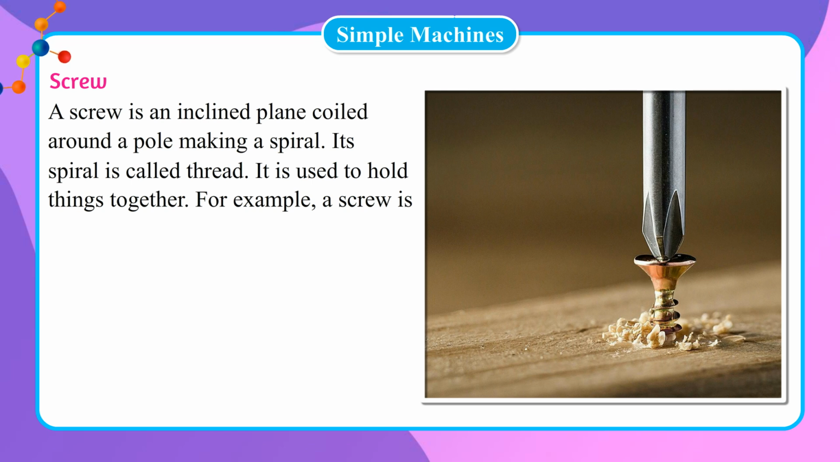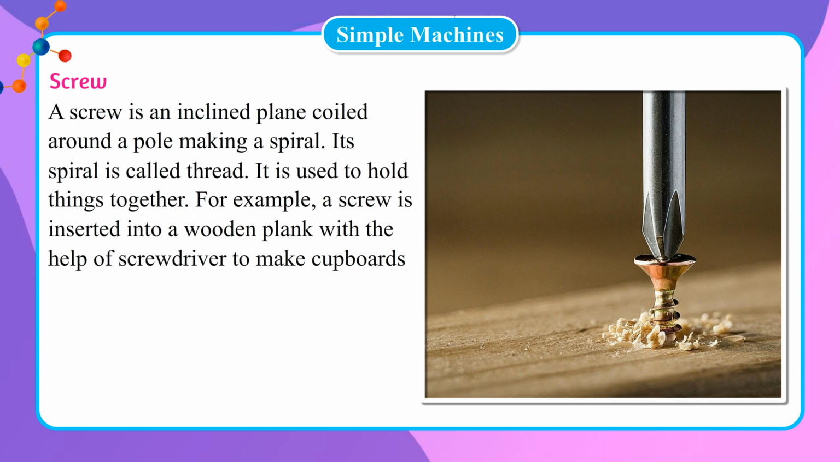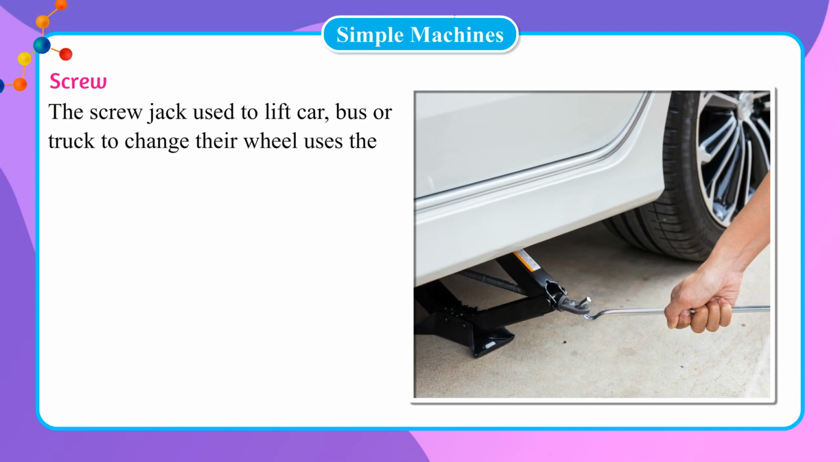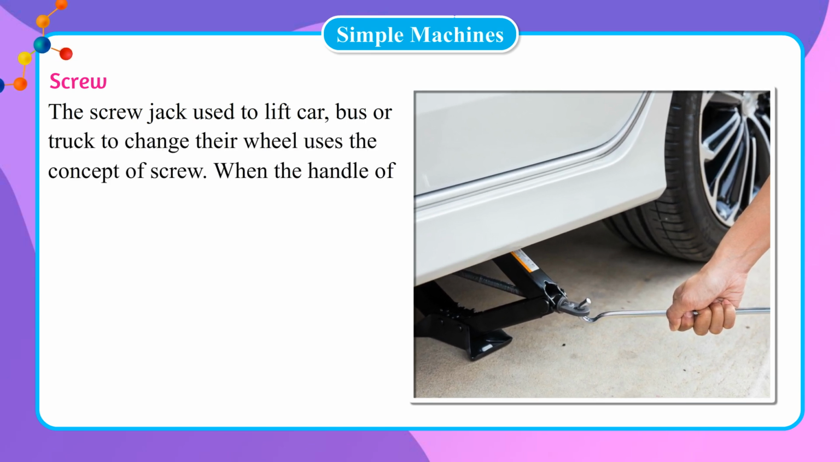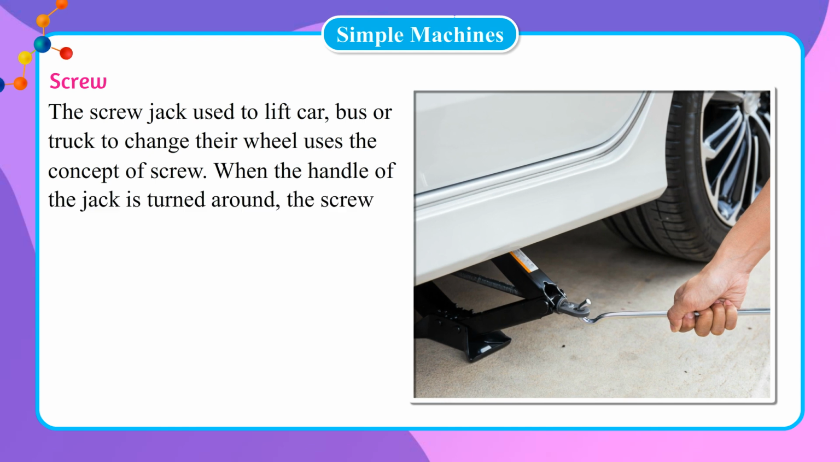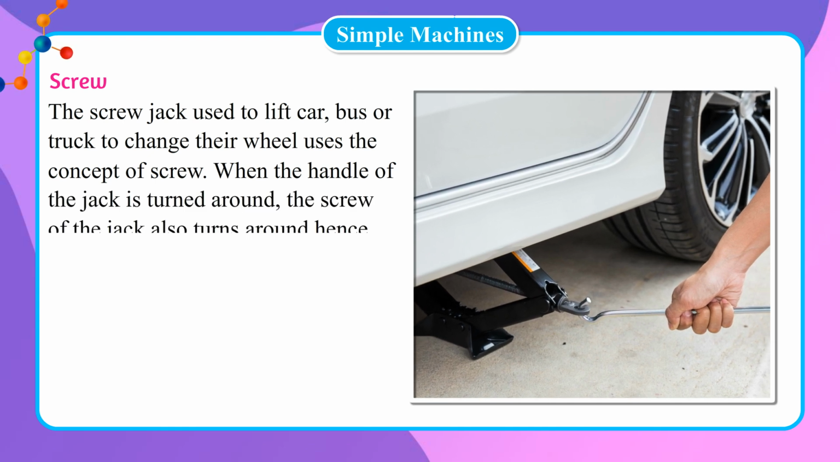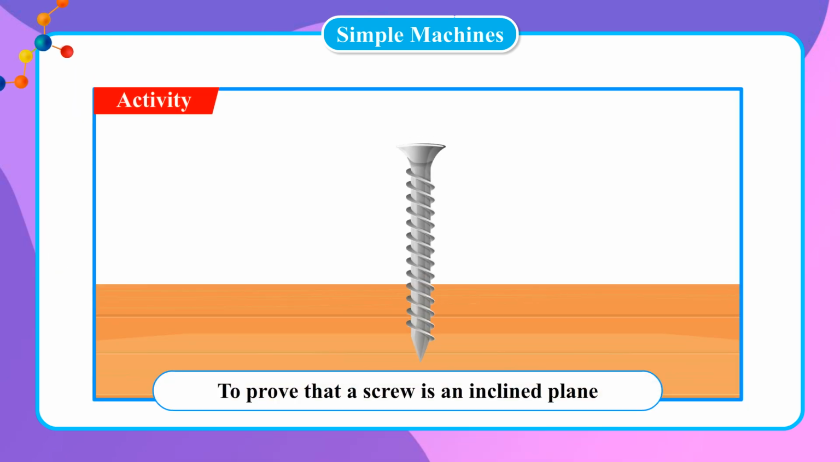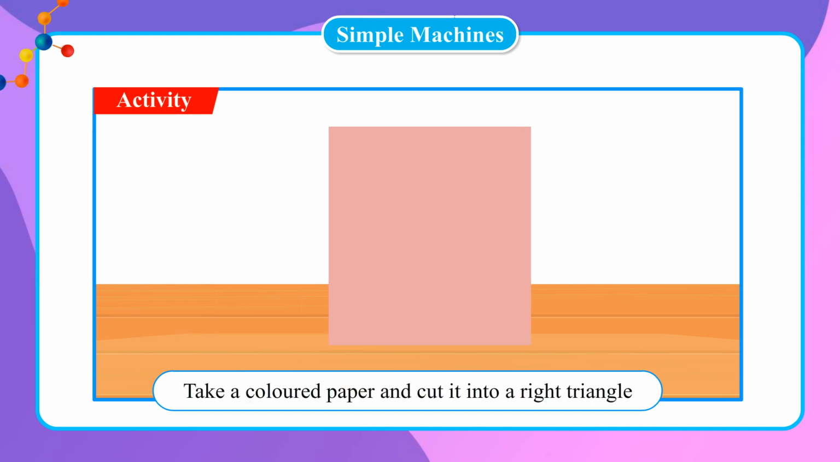For example, a screw is inserted into a wooden plank with the help of screwdriver to make cupboards as it holds things together firmly. The screw jack used to lift car, bus or truck to change their wheel uses the concept of screw. When the handle of the jack is turned around, the screw of the jack also turns around, hence lifting the vehicle.